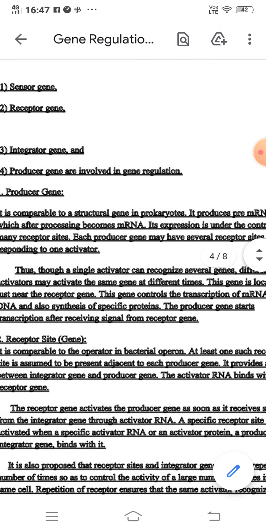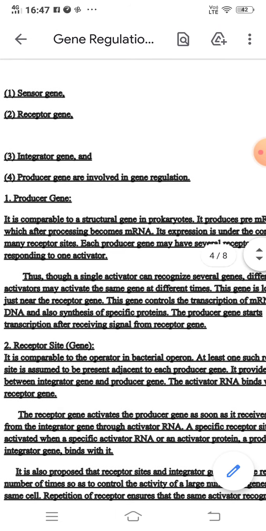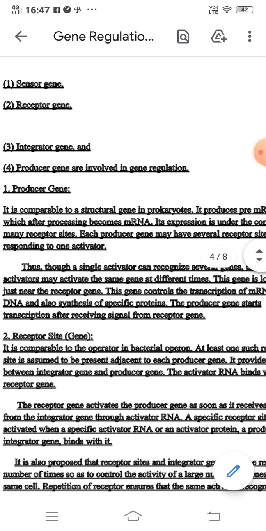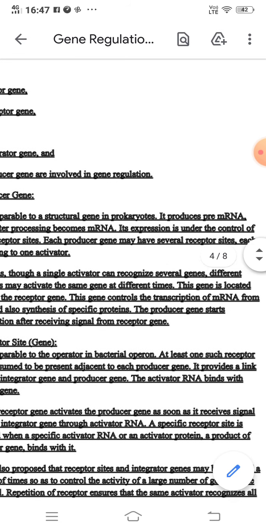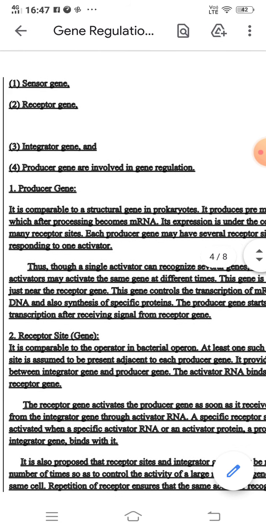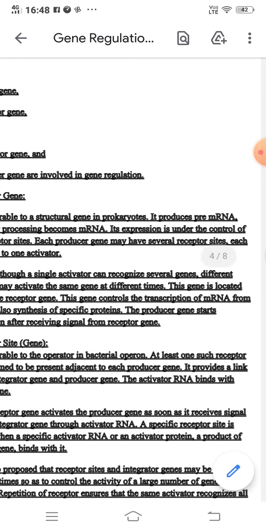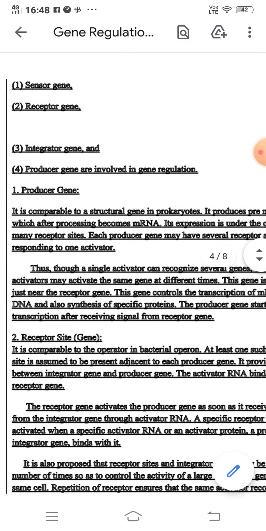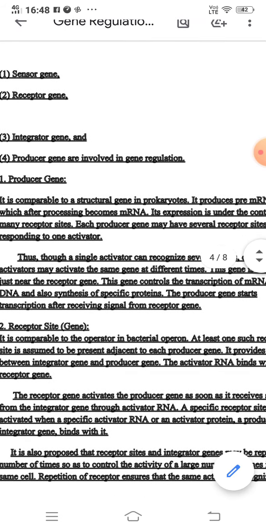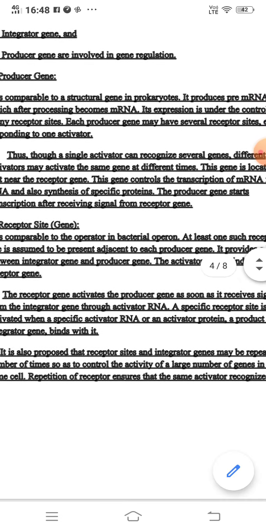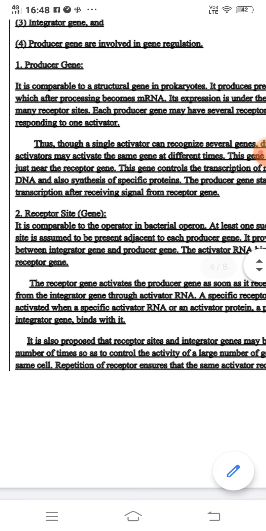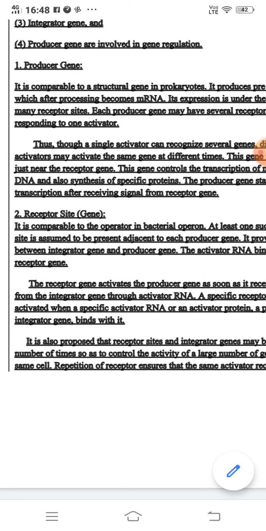translation. So thus, though a single activator can recognize several genes, different activators may activate the same gene at different times. This gene is located just near the receptor gene. This gene controls the transcription of messenger RNA from DNA, and also synthesis of specific proteins takes place. So the producer gene starts transcription after receiving signal from the receptor gene.